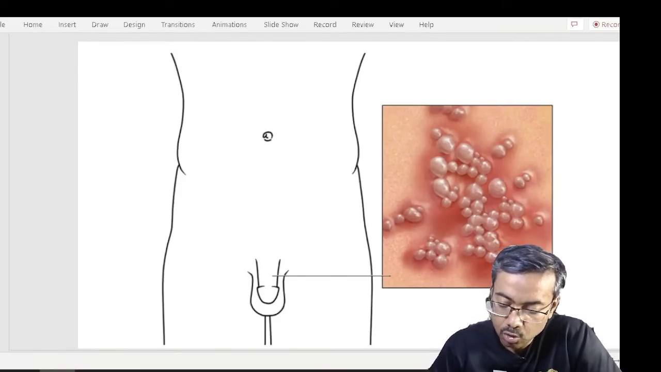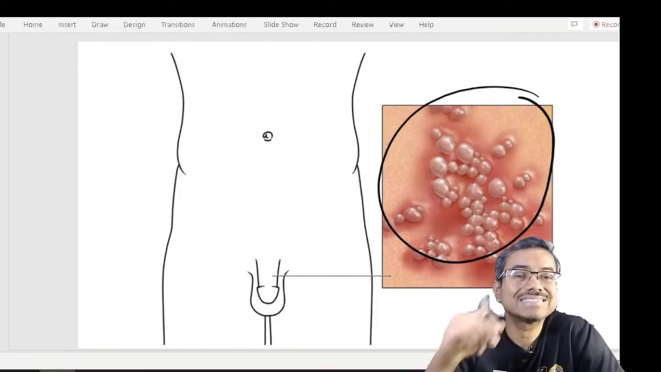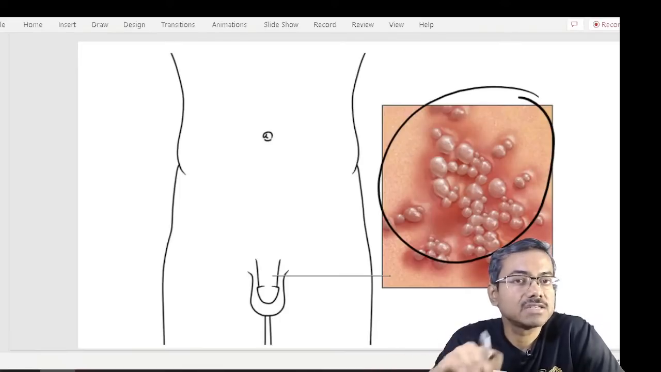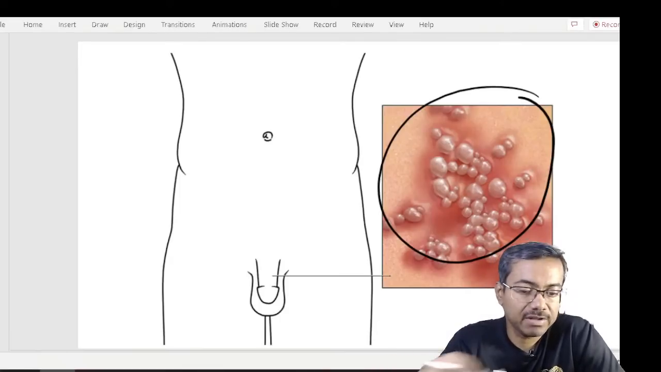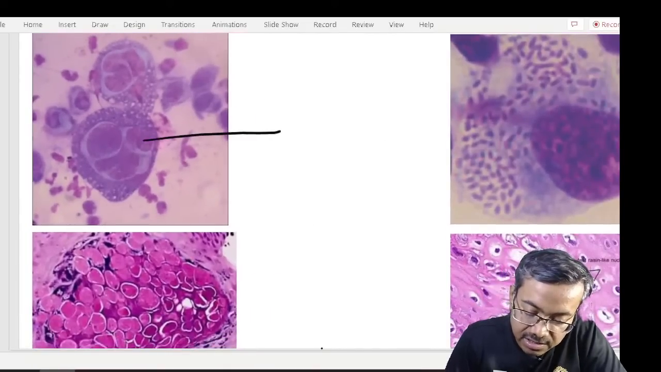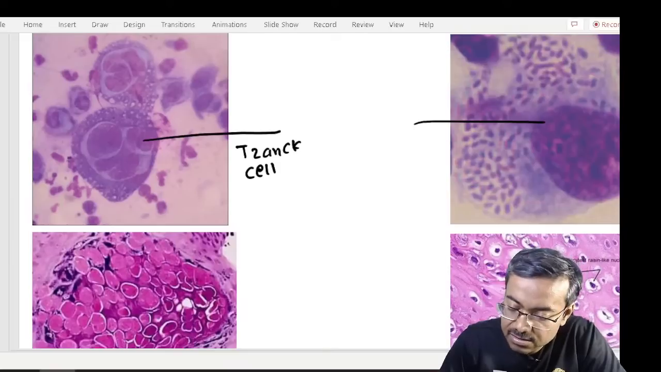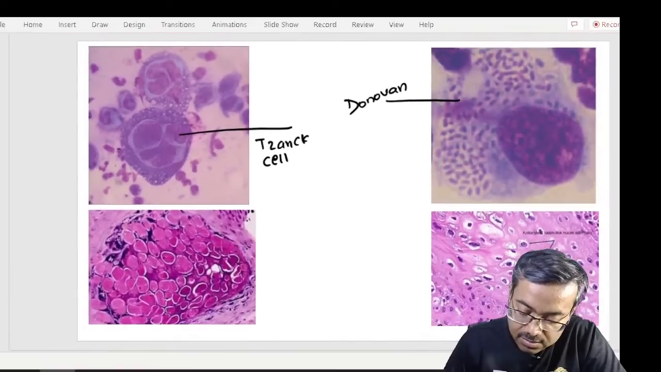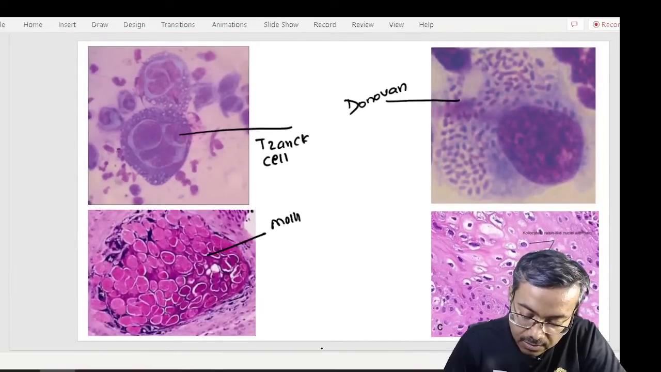This is just the grouped vesicle. Now, grouping is a classical sign of herpes. The moment you have grouping, you should mark it as herpes, vesicles, grouping, pain, everything is suggestive. And this is just to show you some images. We have seen this image, but still, it's a Tzanck cell. Okay, just for comparison, this is your Donovan body. Your Donovan body, right? This is your typical molluscum body.